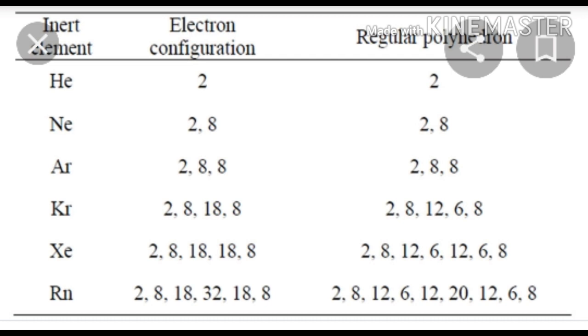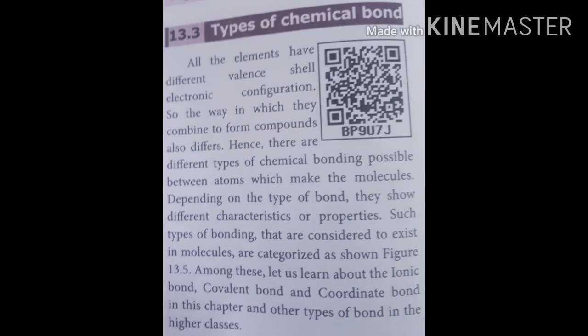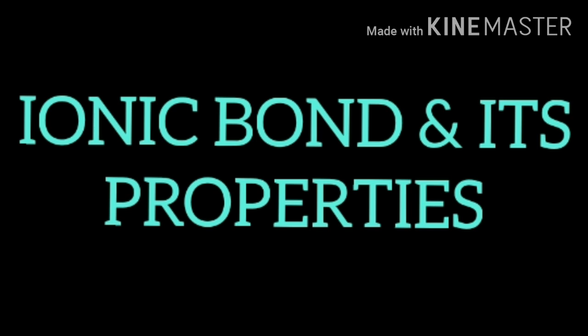So there are different types of chemical bonds. There are mainly three types of chemical bond: ionic bond, covalent bond, and coordinate bond. These three bonds we are going to see in this chapter, and other types of bond we will study in the higher classes. The first one we are now going to see is the ionic or electrovalent bond. Let us move on to that.